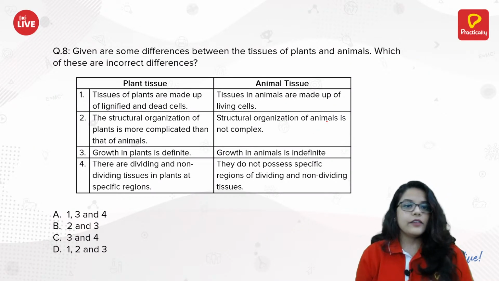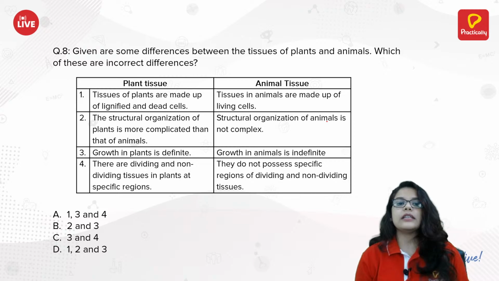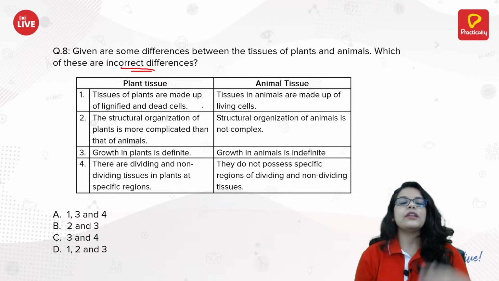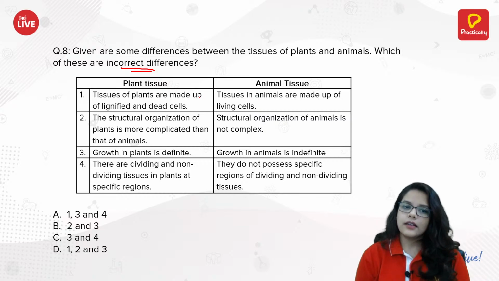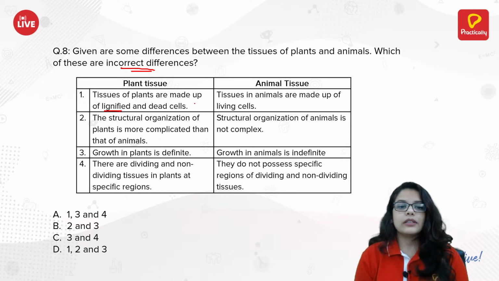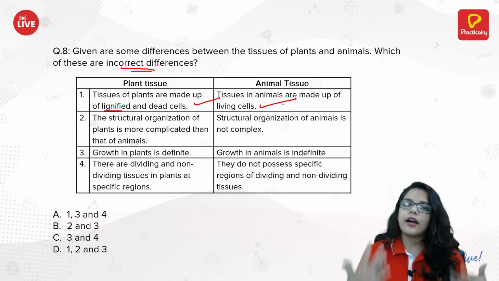Next, we are given some differences between tissues of plants and animals. Which of these are incorrect differences? You have to find the incorrect ones. Tissues of plants are made up of lignified dead cells. Tissues in plants are made up of living cells. Of course, since I said lignin, after some time it dies, as we saw in sclerenchyma. So this is correct. And tissues of animals are made up of living cells. All of the tissues we have are living.